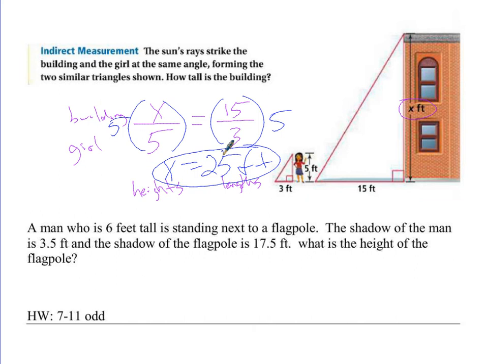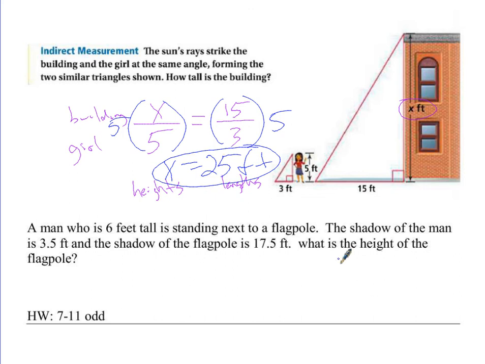You could do this for a tree. You could do it for a telephone pole. You could do it for the Empire State Building. It always works, and it will give you a perfectly accurate answer. Yeah, you just got to make sure you measure your height right and your shadow length. But otherwise you'll get a perfectly good answer.